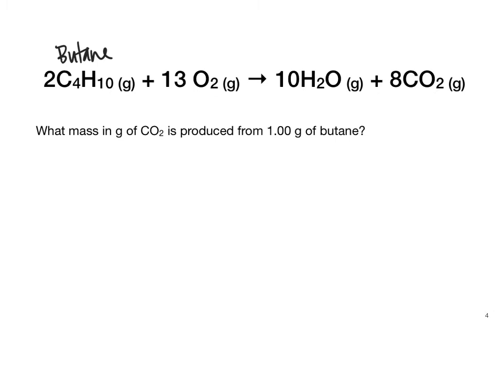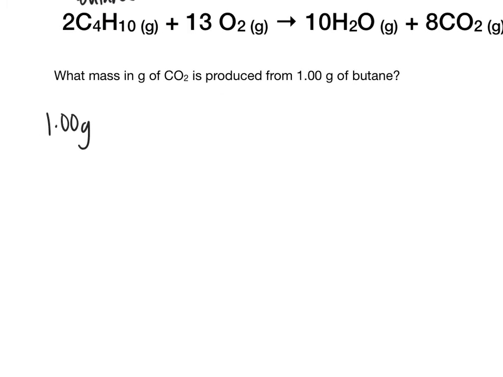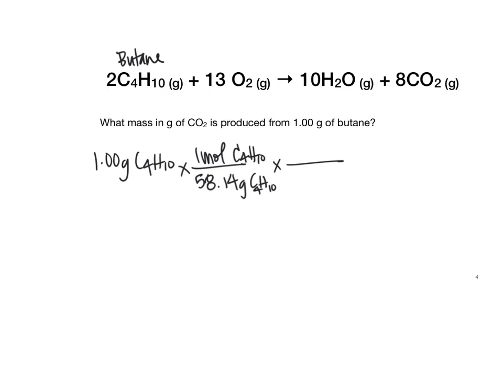So we're going to set this up. We're going to have our 1.00 grams of C4H10, and that is 58.14 grams of C4H10 in 1 mole of C4H10. Now we need our stoichiometric ratio. For every 2 moles of butane, that gives us 8 moles of CO2. So 2 moles C4H10 gives us 8 moles of CO2.